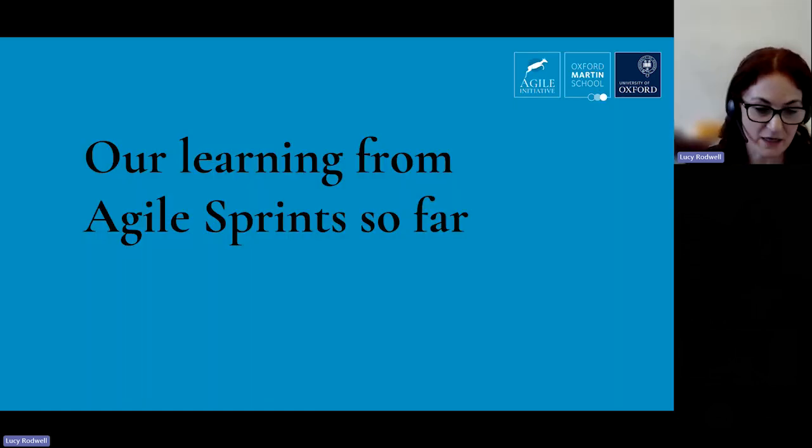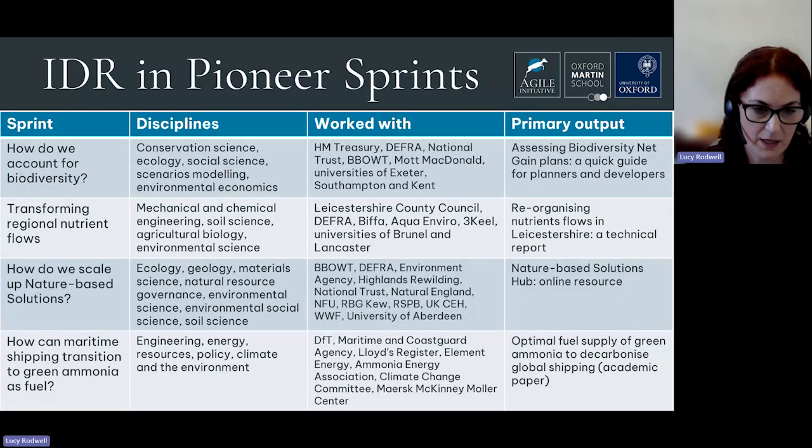So this is our learning from Agile sprints so far. So now that we've looked at the background principles, here's some of the information that we've collated from what we term our pioneer sprints. This slide is basically 4 of our completed pioneer sprints. And the summary of the main disciplinary composition of the team, which reflected how the sprint question was addressed from an academic perspective.